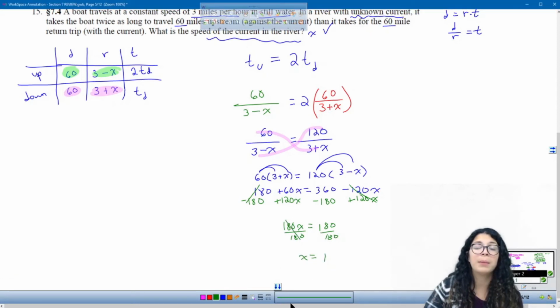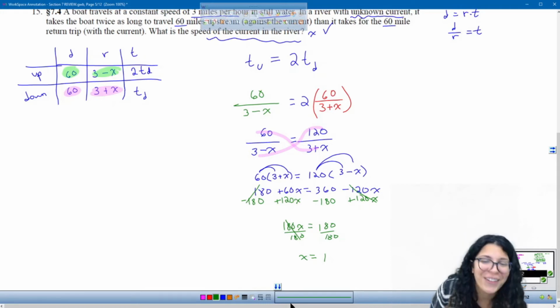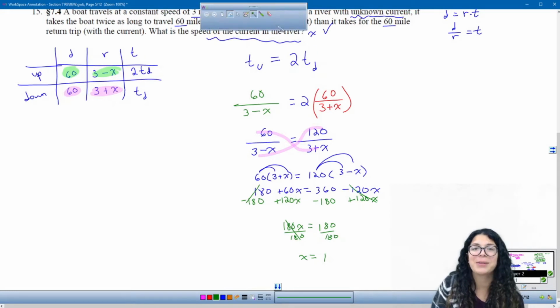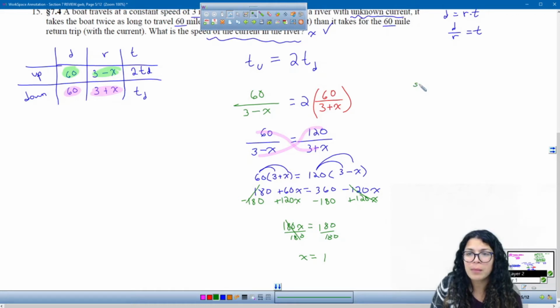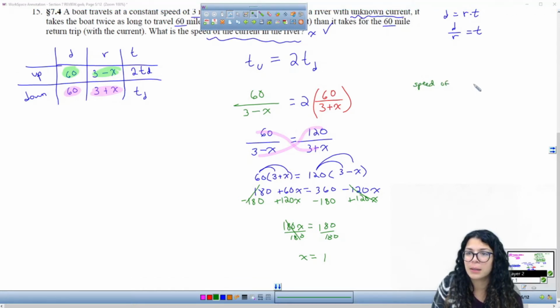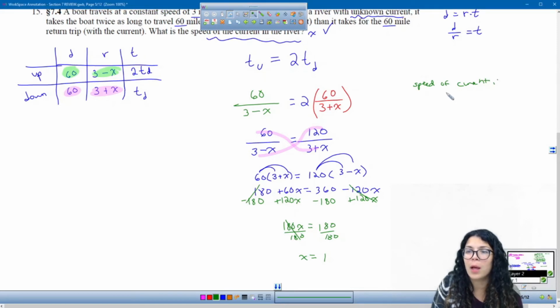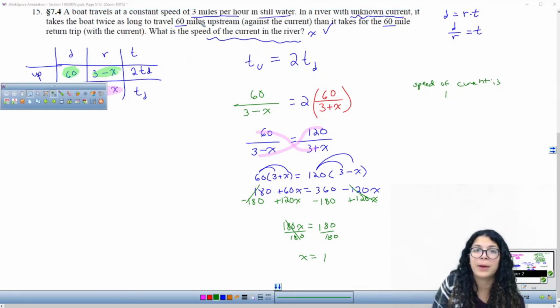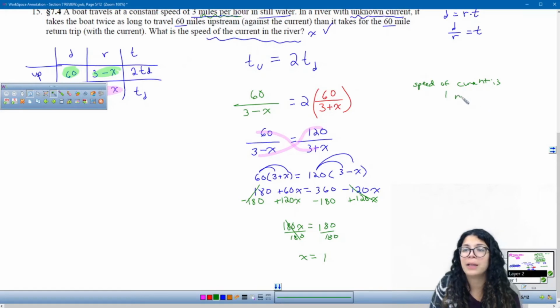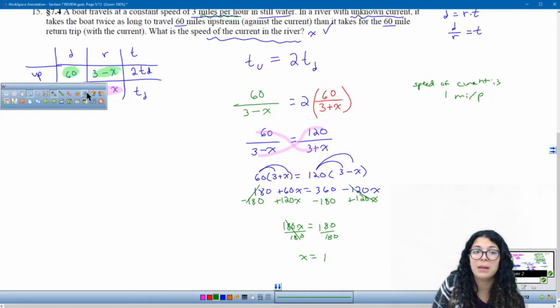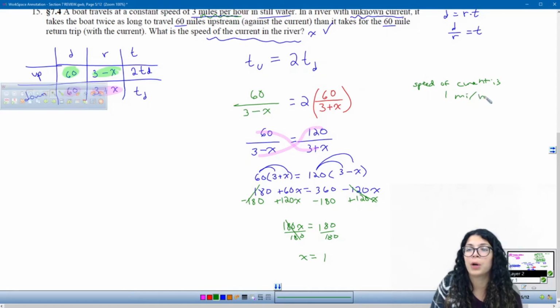Now, of course, this is a real-world problem, so we need to put it into context. One what? One potato, one tomato, one classroom pencil? I don't know. So in this case, x represents the current speed, right? So that means that the speed of the current is 1. And then in the problem, we are using the unit of measure of miles per hour. So the speed of the current is 1 mile per hour.